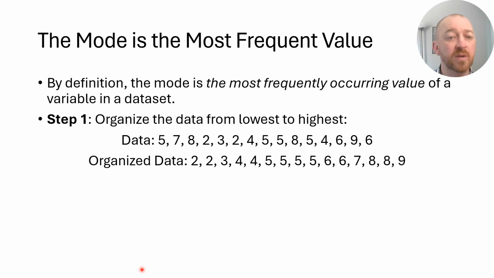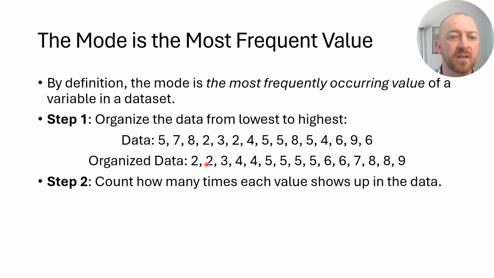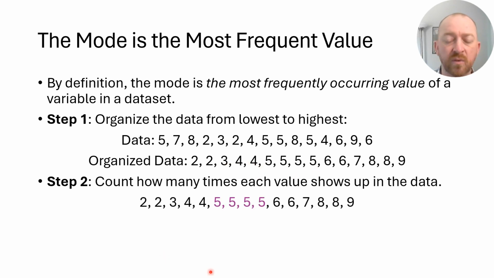And by doing this, you can count the number of times each value occurs, which is step 2. You can say, well, gosh, 2 occurs twice, 3 occurs only once, 4 occurs twice, and so on. And of course, as we can see, the value of 5 shows up more than any other value. 5 shows up 4 times, and all other values do not occur more than twice. So in this particular data set, the mode is 5.